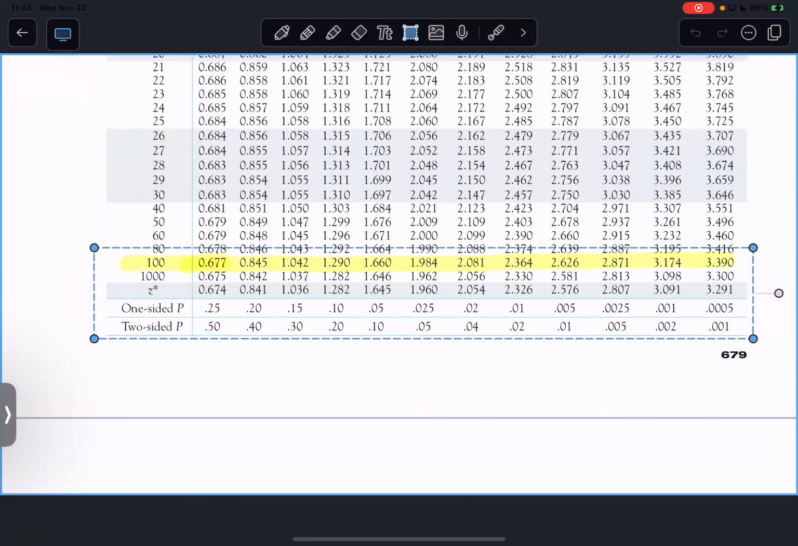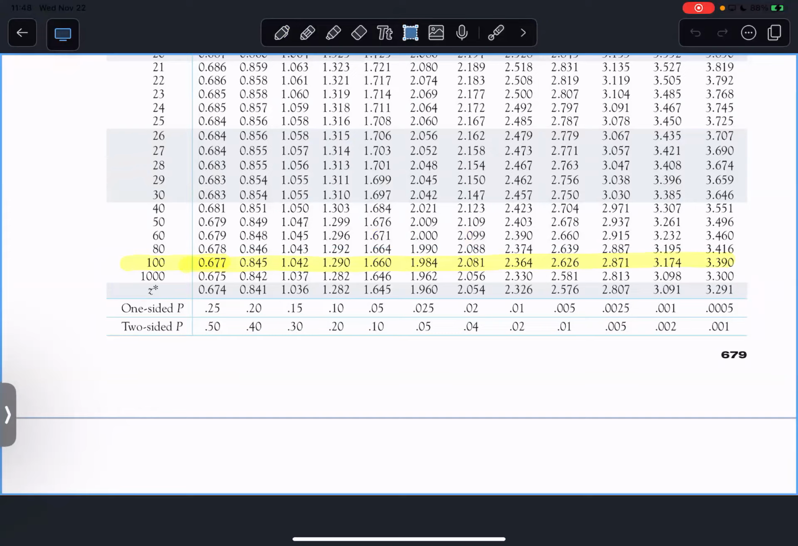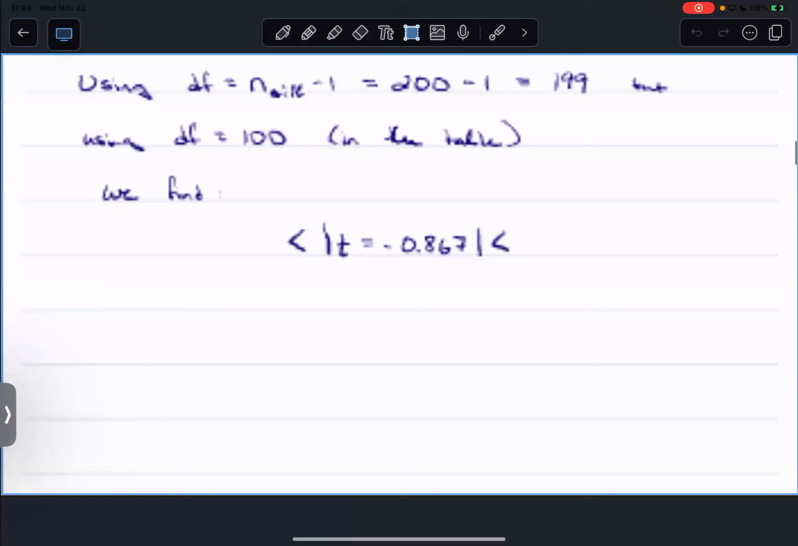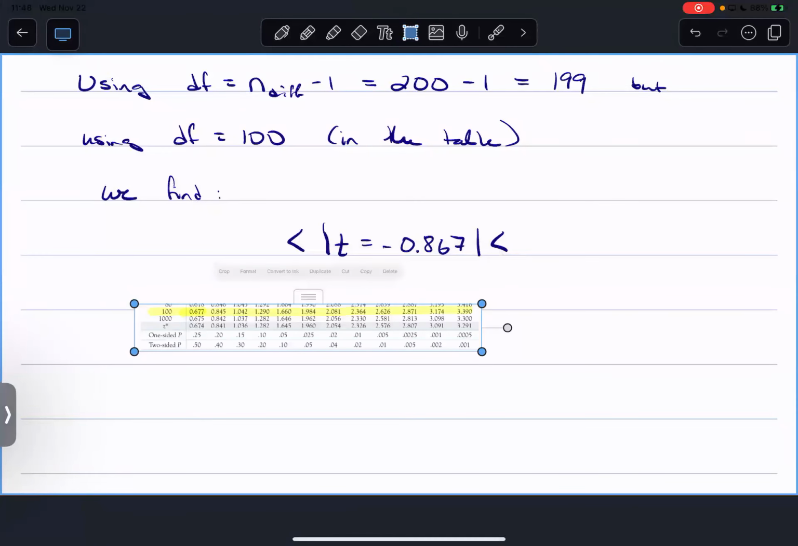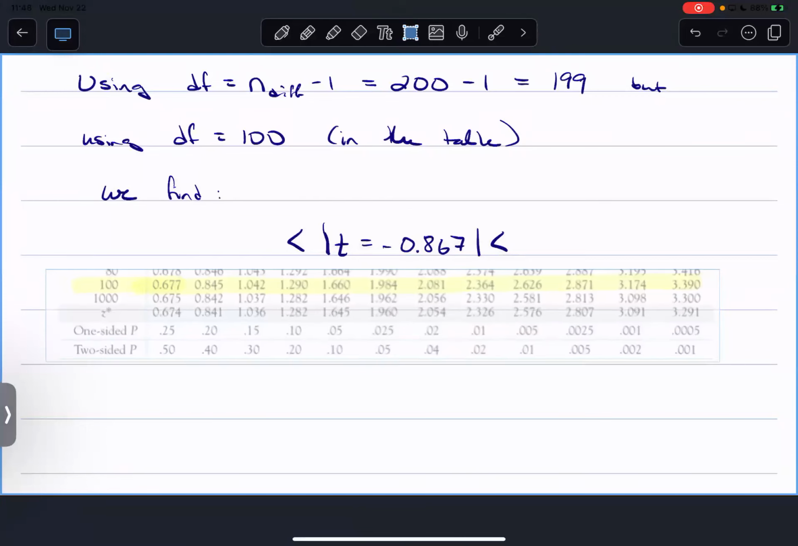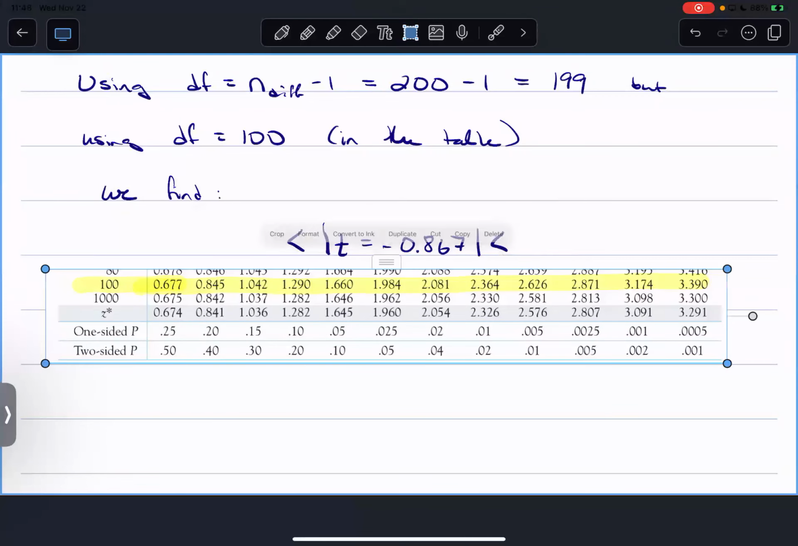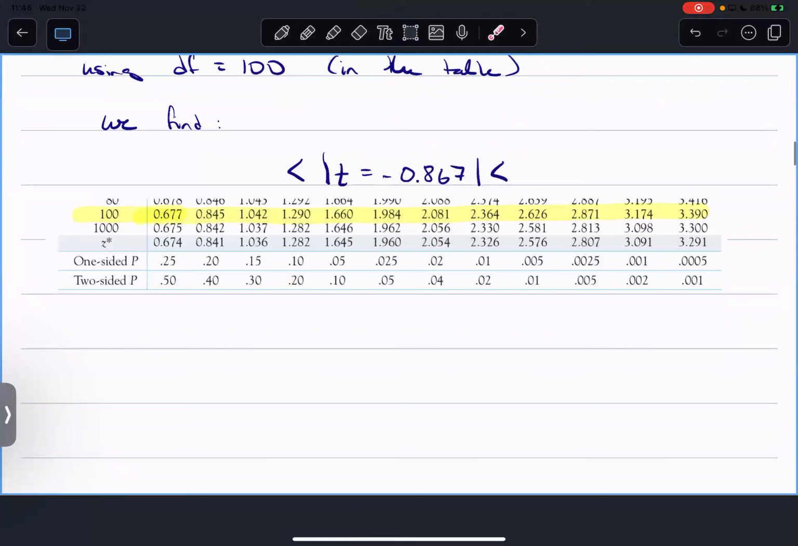So I'm going to take a picture, it'll last longer. So here, when I take the absolute value of negative 0.867, that makes it positive, 0.867. So then I try to place my 0.867 and it lands somewhere in here.